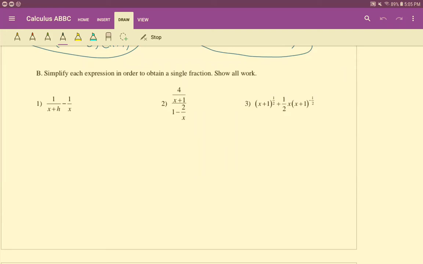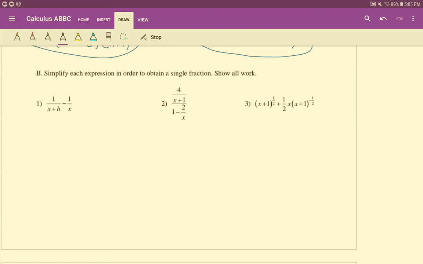I am here to show you how to do all the problems from part B in the AP Calculus summer review packet. Again, we went over some of these in class, but this will give you a more detailed explanation. All right, so in letter B we are asked to simplify each expression in order to obtain a single fraction. Show all work.